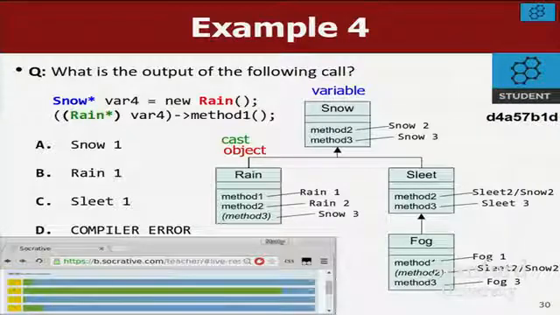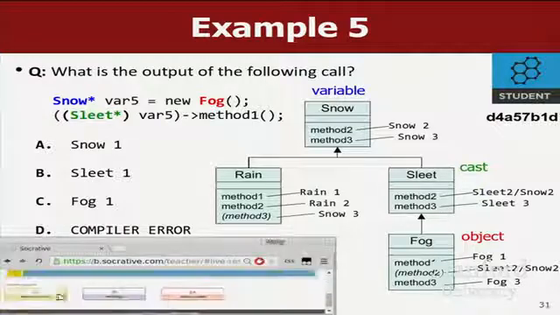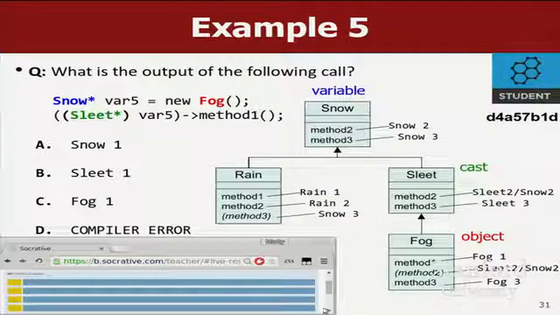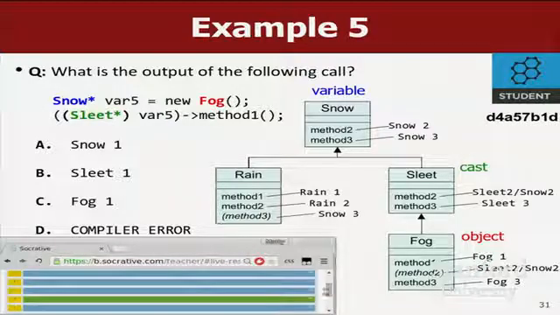Let's look at another one. We still got a couple minutes. So one more. Here's another one. You can vote on it if you want. I've got a snow variable that stores a fog object. I cast it into a sleet, and I call method 1 on it. Wow, some answers are jumping way out ahead quickly here.